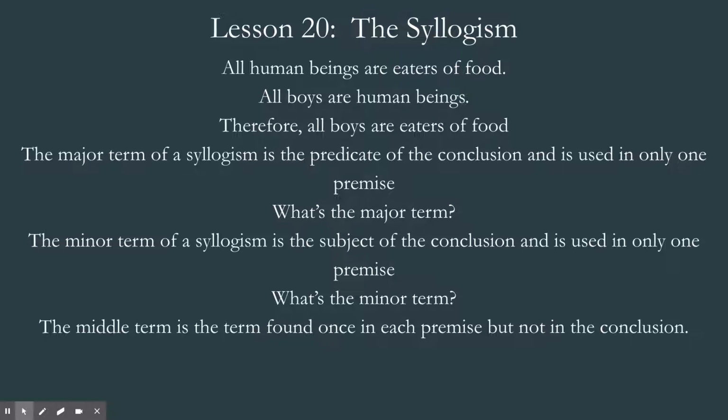Okay, so we've got a categorical syllogism. It's a syllogism made up of three statements in categorical form. We've got one conclusion. We've got two premises. We've got a major term, a minor term, and a middle term. So that's what we've got so far. We're feeling good about what we've got so far, right? Okay, let's go on to the next thing.